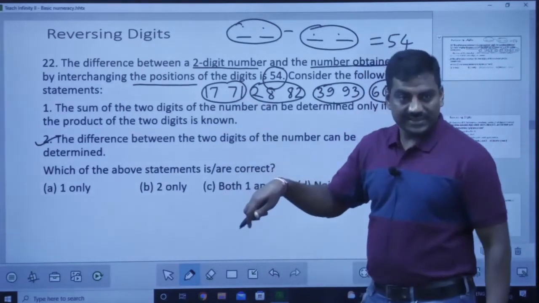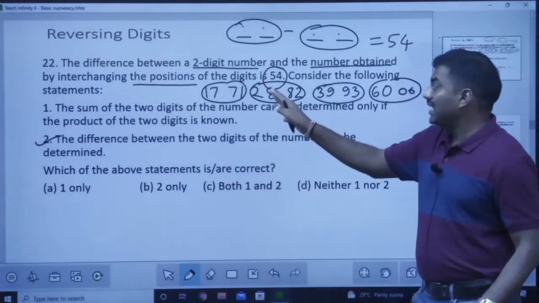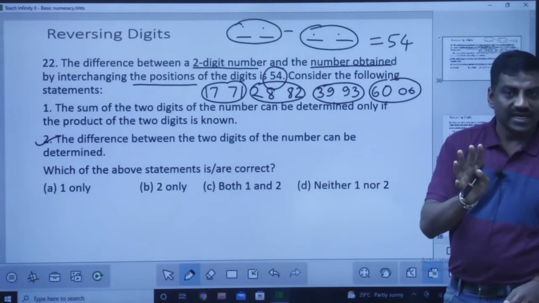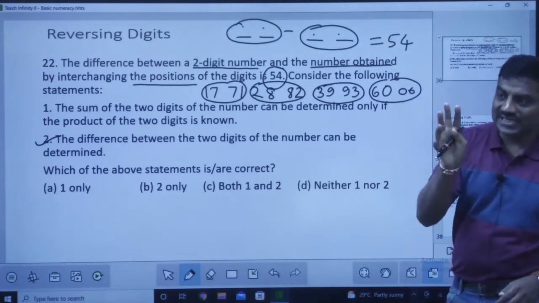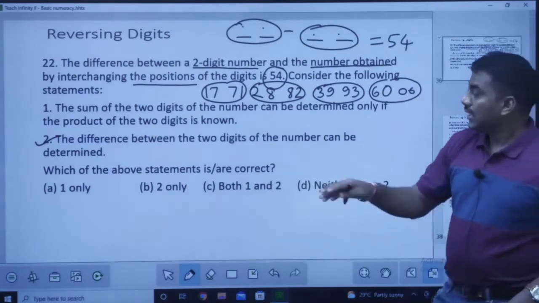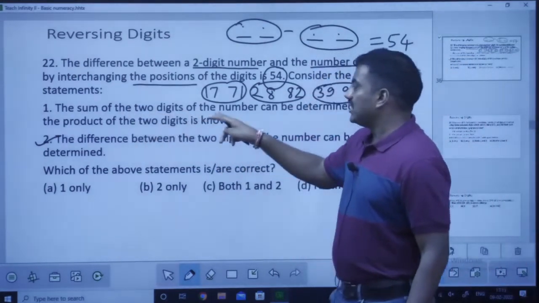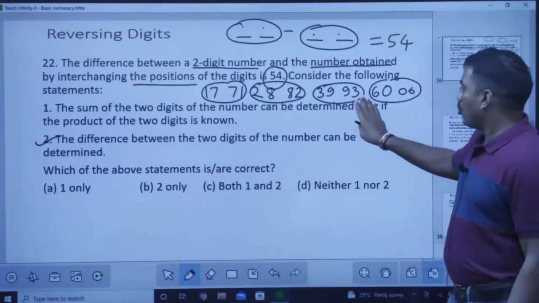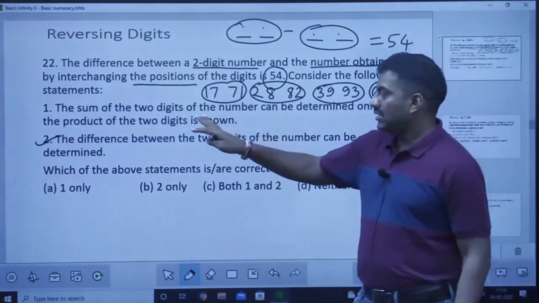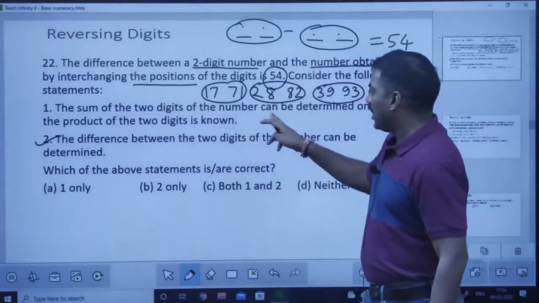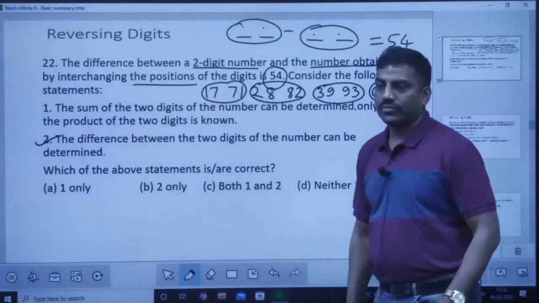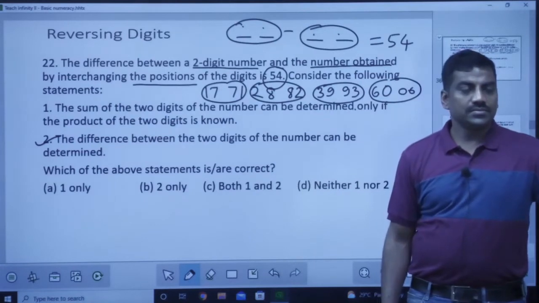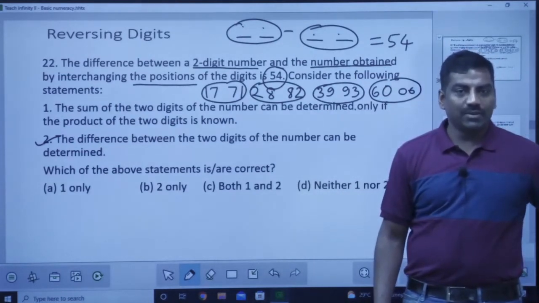The sum of the two digits. In all these cases, the difference is 54 only. Is it changing? It is not changing, right? Because the difference is remaining the same. Yes or no? Read this one. The sum of two digits of the number can be determined. Just read that. Can we determine the sum of two digits? Yes? Okay. Now tell me.